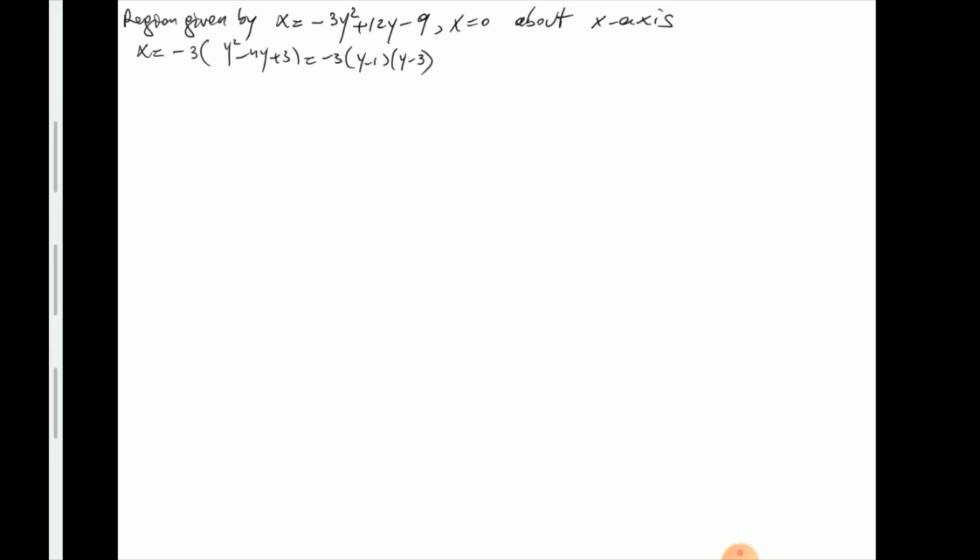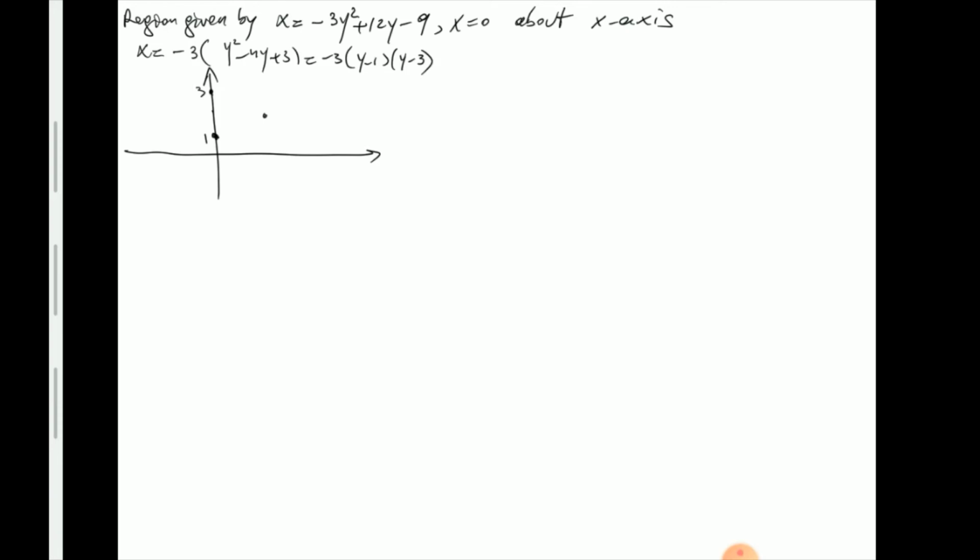So this factors into (y - 1)(y - 3). So basically, if you sketch this, these are the y-intercepts. So this is 1, let's say 2 in the middle here, and then 3. So that's 1 and 3. The vertex of the parabola is also 3.